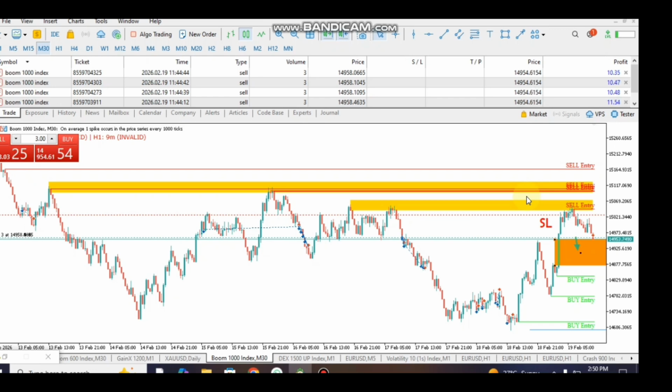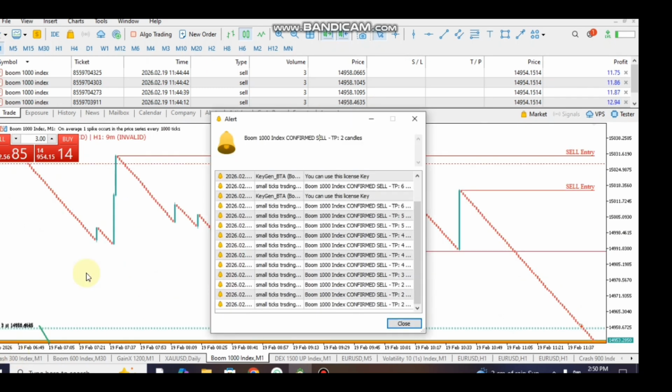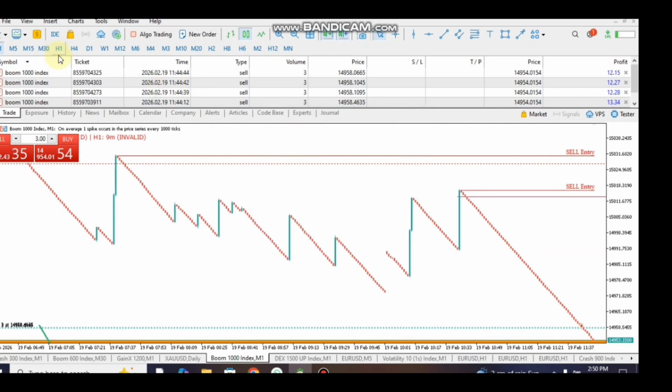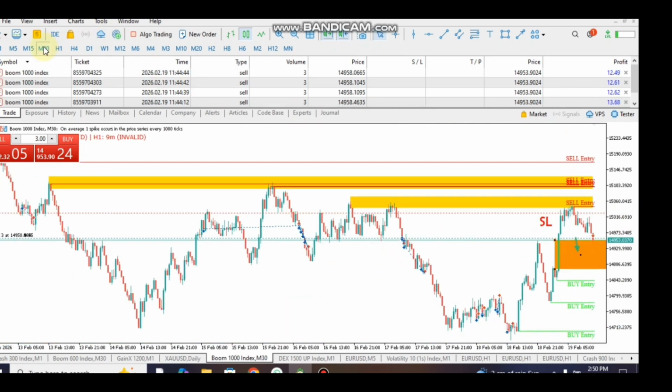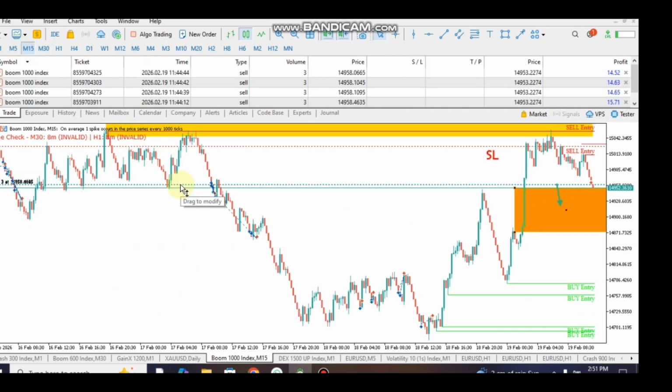The third rule was sell at a sell entry, and you have clearly seen that there is a sell entry before our signal. Before we entered on the 5 minutes time frame, we saw that there is a sell entry above it. So we did not take a signal where there is a sell entry. By the way, this is Boom 1000, and you can see how the profit is going.